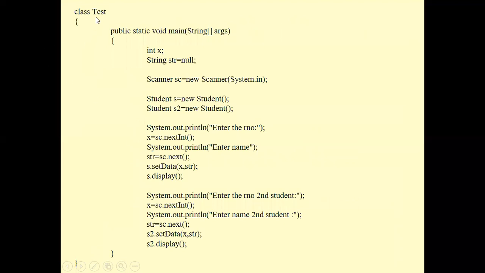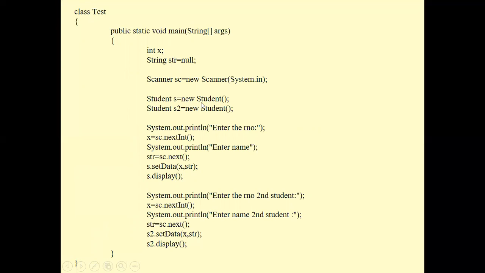Name of the main class is Test. Inside this Test class, the main method is defined. Inside the main method, two temporary variables are declared. Name of the first variable is x, and it is of integer data type. And name of the second variable is str, and it is of type String. Now, a Scanner class object is created using the new operator, and name of that object is sc.